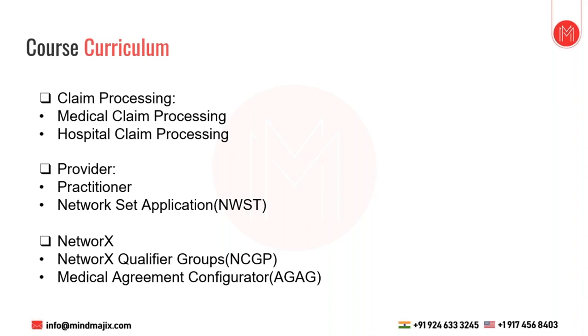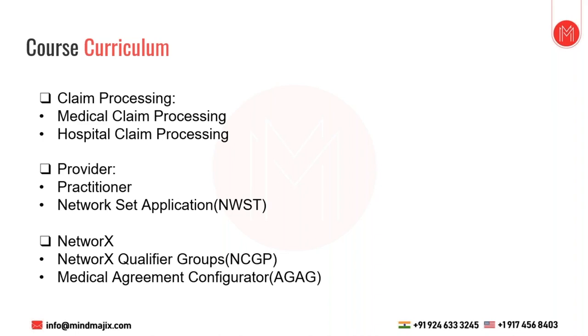The medical claim form will have 33 fields in it, and the hospital claim form will have around 92 fields in it. So for hospital we need more information, but for medical, less information is needed. Again, an individual provider can bill a medical claim, but he cannot bill a hospital claim. Only a hospital can bill a hospital claim.